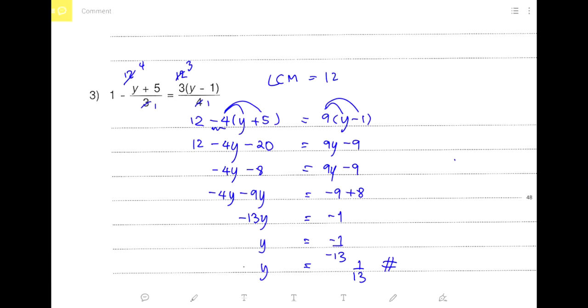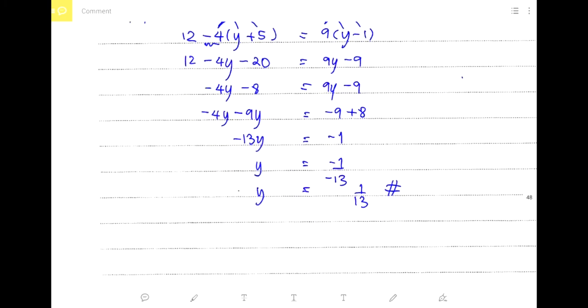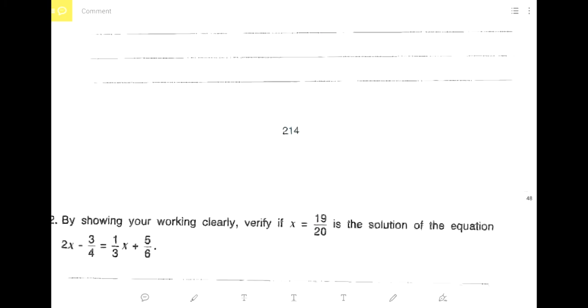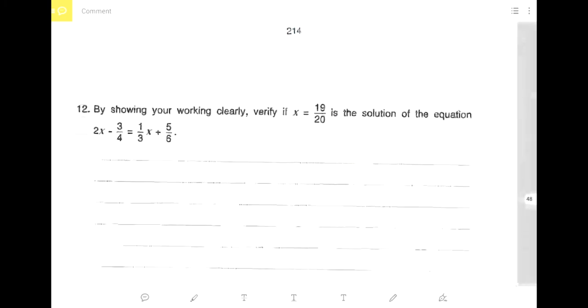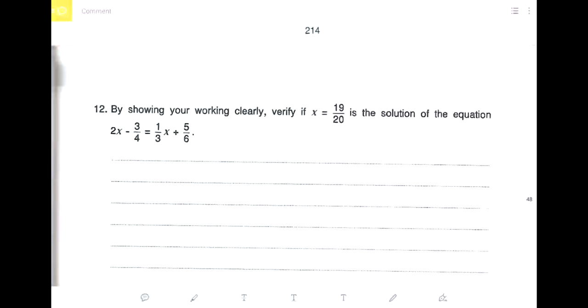Okay, finish this one now. Okay, go more, it's the end now. Just yet the end, right? By showing your work clearly, you find x is equal to 19 over 20 is the solution of this.